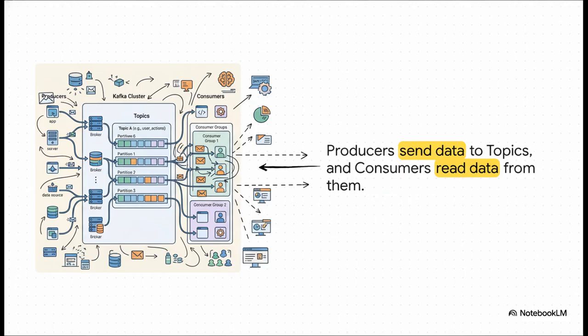This diagram is great. Over on the left, you've got your producers. These are your apps, your services, anything that creates data. They're writing messages into those topics we just talked about. In the middle, that's your Kafka cluster, made up of all the brokers and partitions that are storing the data. And then on the right, you have your consumers. These are the apps that need to read that data to do something useful with it.